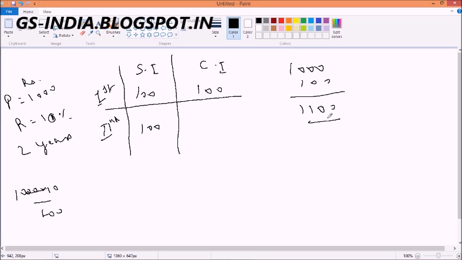And now we are going to calculate 10% of this 1100, which we get as 110 rupees. So the compound interest for the second year will be 110 rupees. Now I think you would be getting my point. So the total simple interest becomes 200 and total compound interest becomes 210.